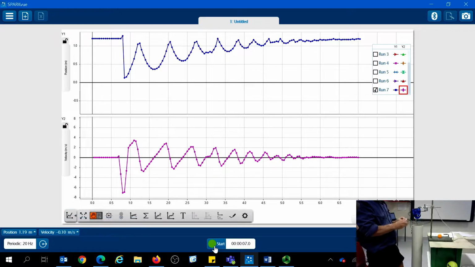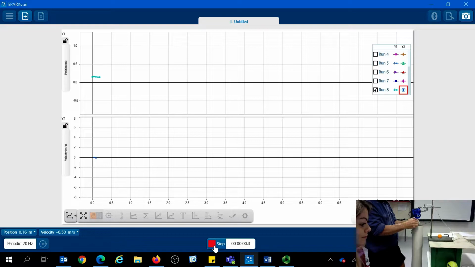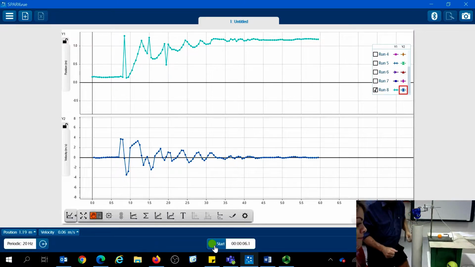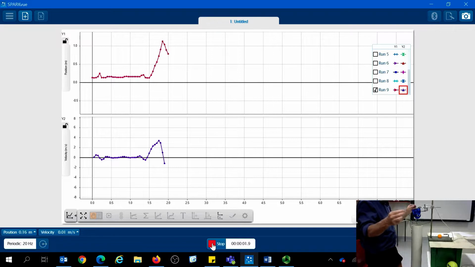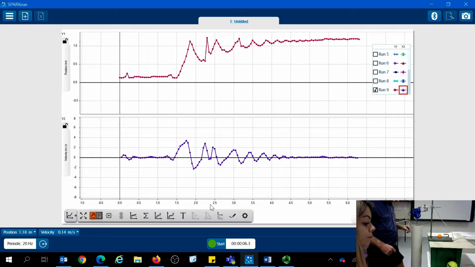Does that look all right? Yes. Bit messy. I'll do that once more. About the same, is it? Yeah. Okay. Well, let's go with that for the moment.